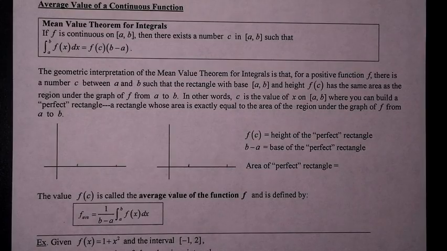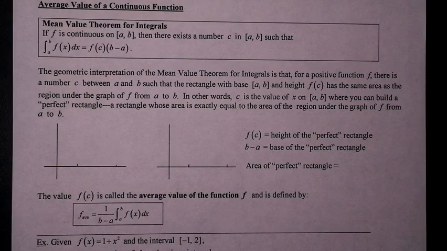Hi guys, today we're going to learn about the average value of a continuous function. So, the mean value theorem for integrals says if f is continuous on a closed interval [a, b], then there exists a number c in the closed interval [a, b] such that the integral from a to b of f(x) dx is equal to f(c) times (b minus a).